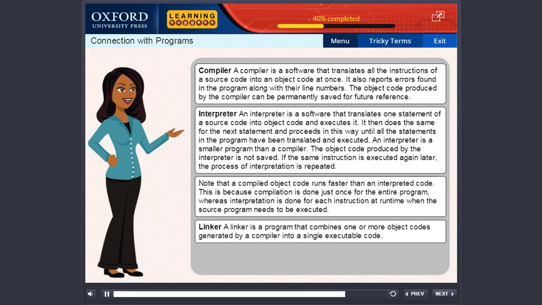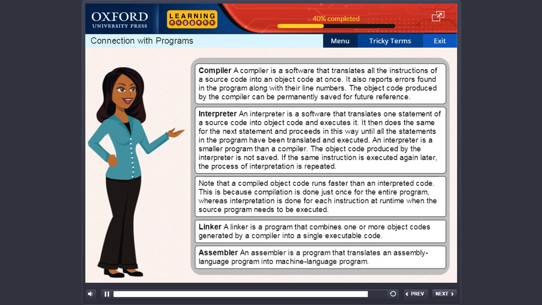Linker. A linker is a program that combines one or more object codes generated by a compiler into a single executable code. Assembler. An assembler is a program that translates an assembly language program into machine language program.